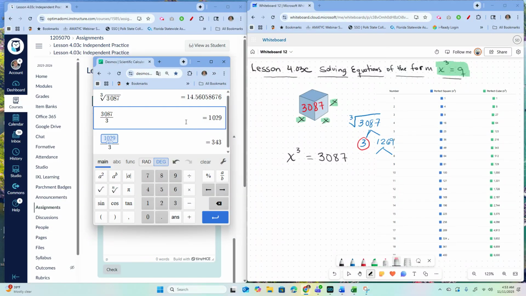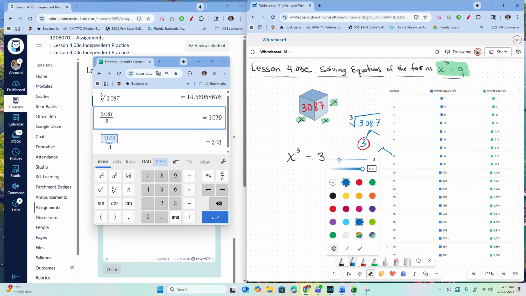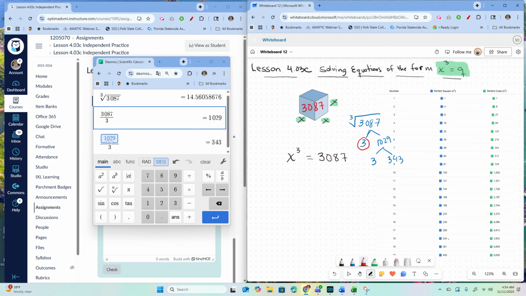Okay, so I divided by 3. I got 1,029. Now let me fix my tree here. I'm going to erase this number and put 1,029. Again, I just made a mistake writing the number. And then when I do the tree, I get 3, because I divided by 3 again, and then 343. I know 3 is prime. And look, this number here, 343, if you look at the table in green, you're going to find it. Look, here's 343. And basically, that means that 343 is a perfect cube.